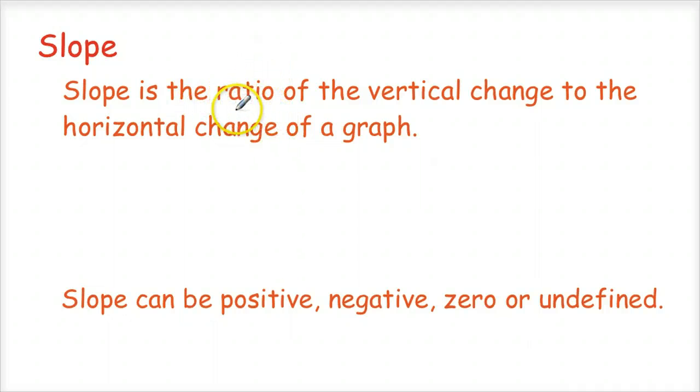So whenever I'm thinking of a ratio, I'm always thinking of a fraction. And when I'm thinking of the vertical change, I'm thinking of how the graph changes going up and down. And whenever I'm thinking of a horizontal change, I'm thinking of how it changes from side to side. So whenever we're talking about slope, we use the letter m as the variable. So m for slope. And if I'm thinking about a ratio, it's going to be a fraction. And it's the ratio of the vertical change to the horizontal change.